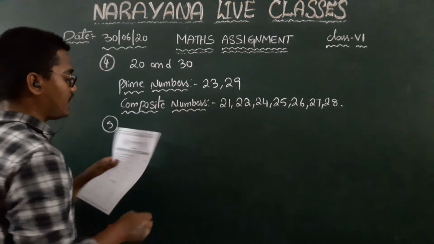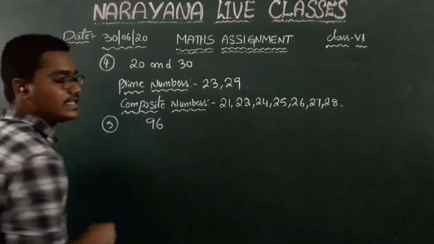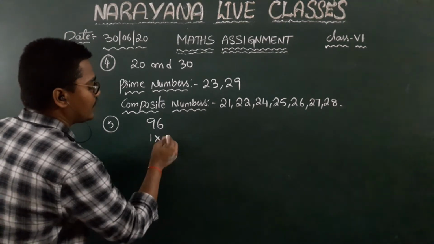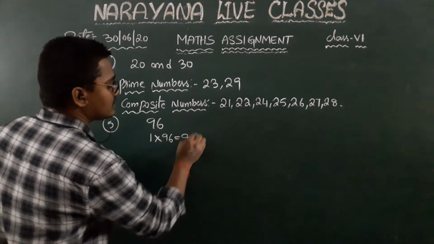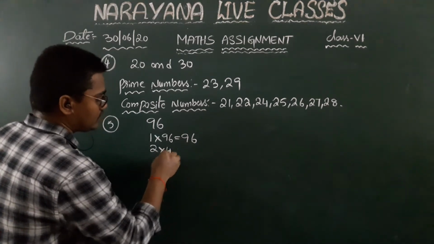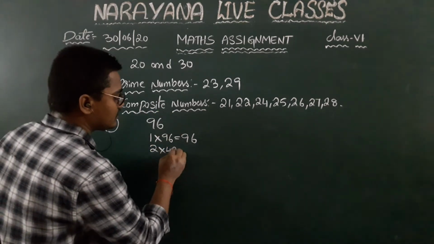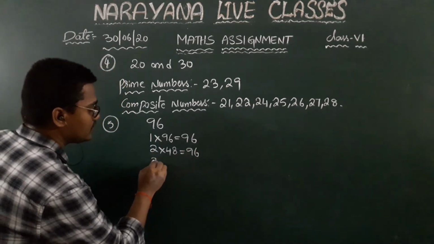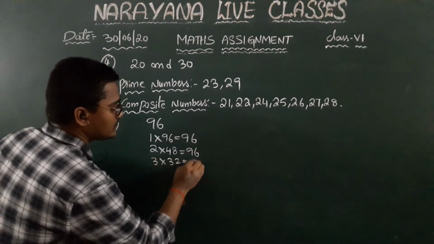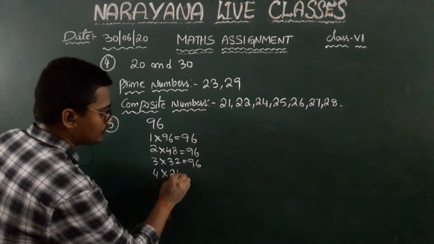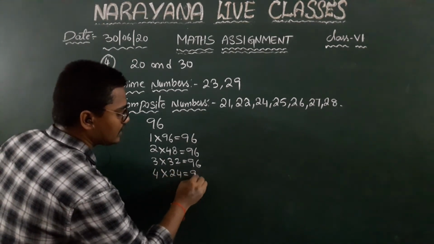Write the factors of 96. They have given a number, 96, and they are asking us to write down the factors of this number. Now in 1 table, 1 96s are 96. In 2 table, 2 48s are 96. In 3 table, 3 32s are 96. In 4 table, 4 24s are 96.